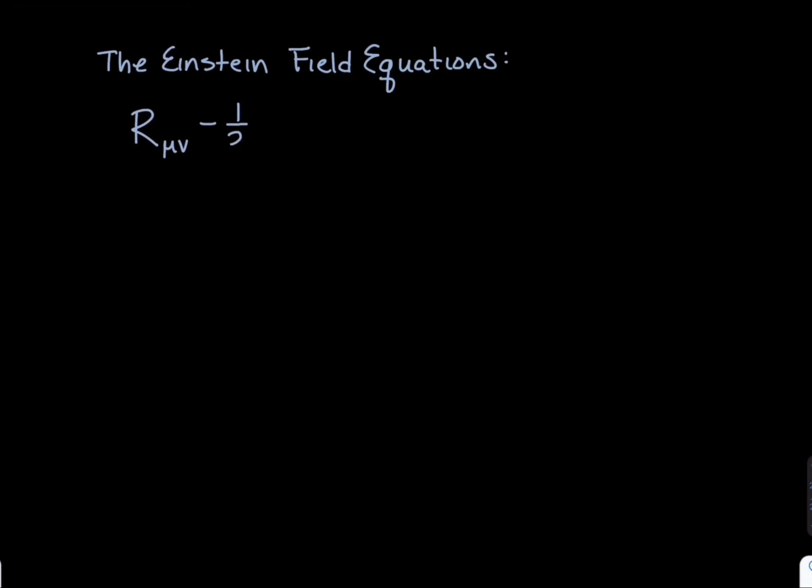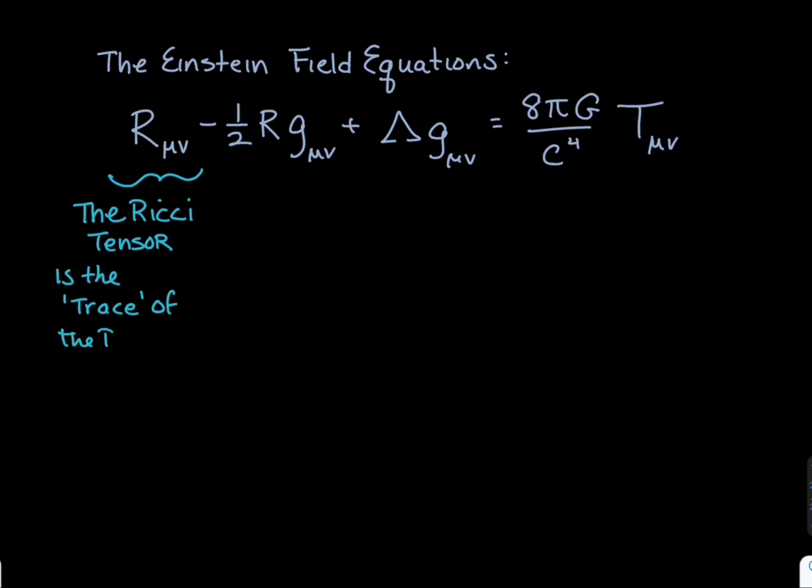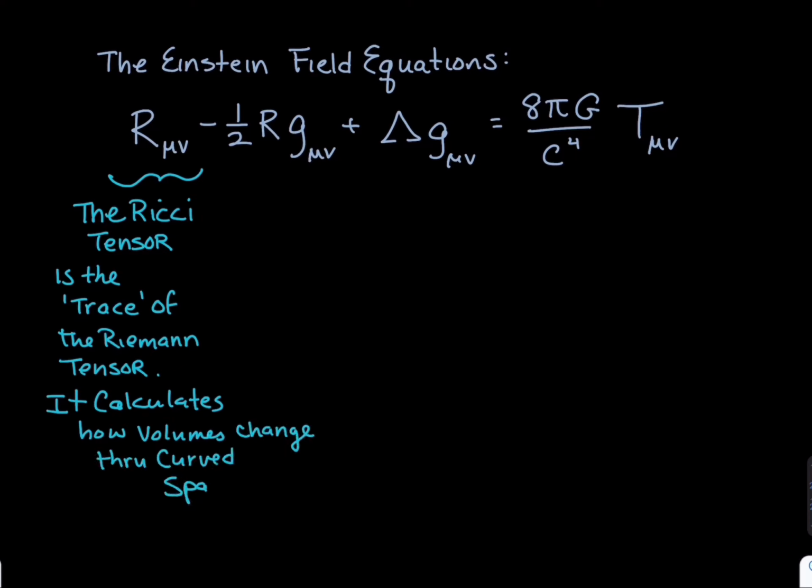The Einstein field equations make use of a few different tensors, one of which is the Ricci tensor, R mu nu, and that is a measure of how volumes change throughout space. The Ricci tensor is really the trace of the Riemann tensor as a matrix. Now, calculating how volumes change allows us to say how the space is being stretched.